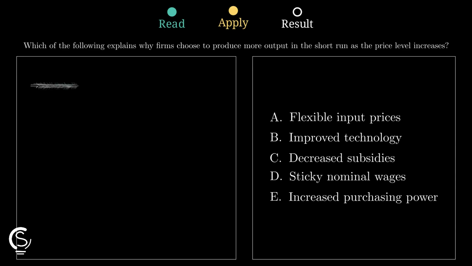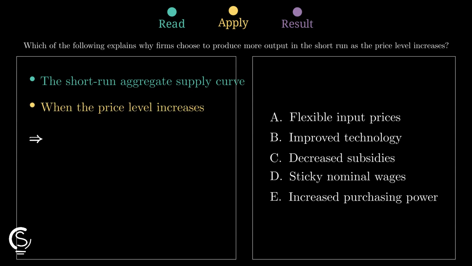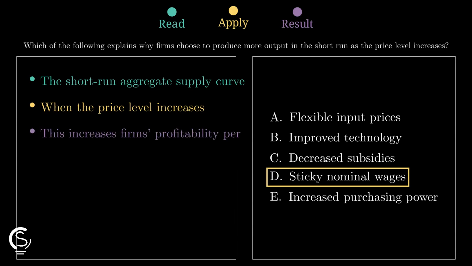Next, consider that nominal wages are often fixed by contracts in the short run, meaning they do not adjust immediately when the general price level of the economy starts to increase. Because these wages stay the same while prices rise, firms see higher profit margins per unit, which encourages them to expand their production levels significantly.